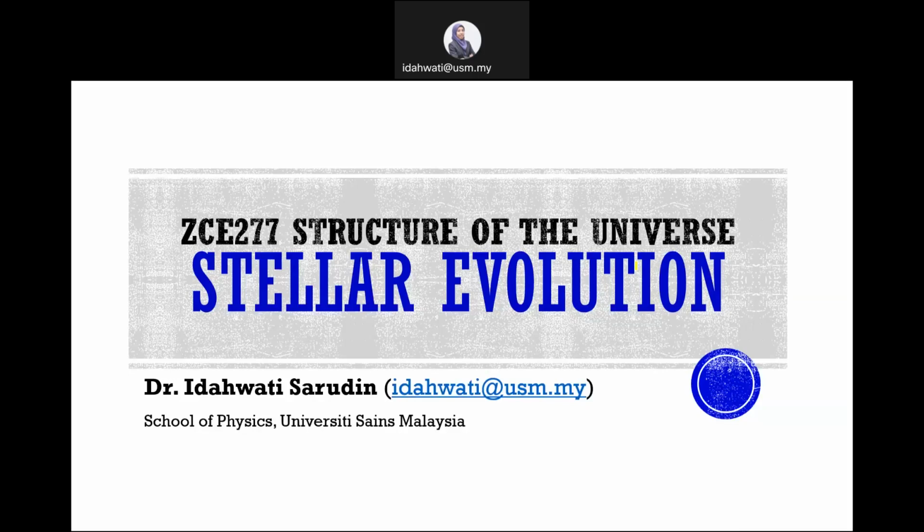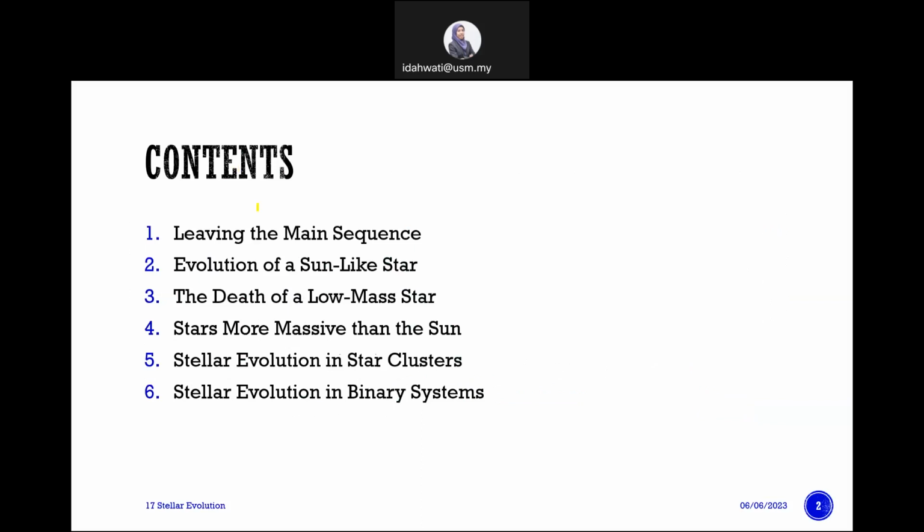Today we will learn about stellar evolution. Okay, the new chapter. In this chapter we will learn about the life on the main sequence, the evolution of a sun-like star, the death of a low mass star, the stars more massive than the sun, stellar evolution in star clusters, and also about binary systems.